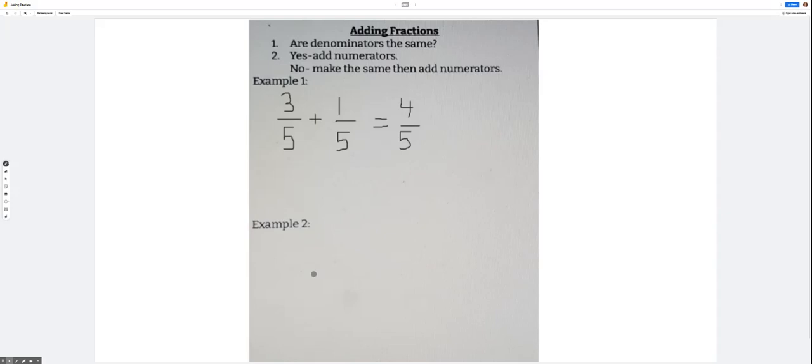For our second example, we're going to solve a problem that has different denominators. So we're going to start with 2/3, and we're going to add 3/5.